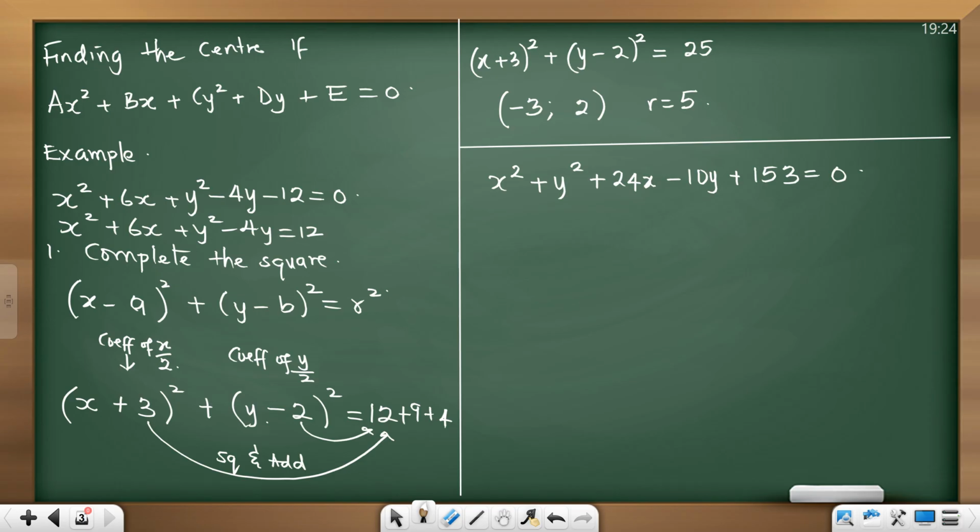Try to rearrange first, bringing all the x's close to each other and all the y's close to each other. Then are we done? Your R doesn't need to be a whole number sometimes. It's a root sometimes. So don't feel you've done something wrong.